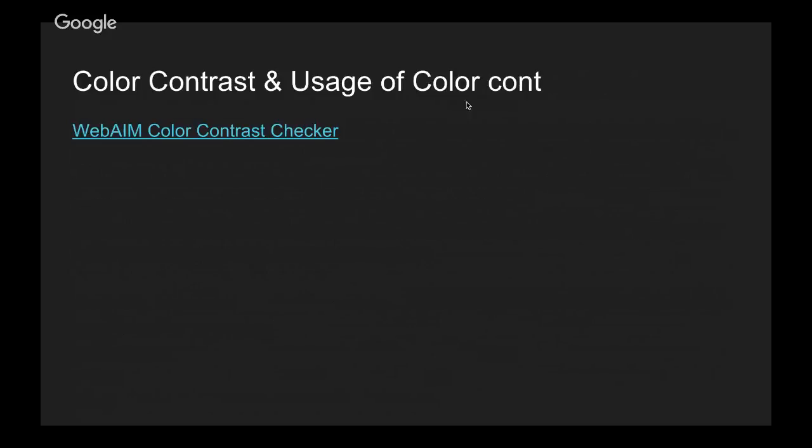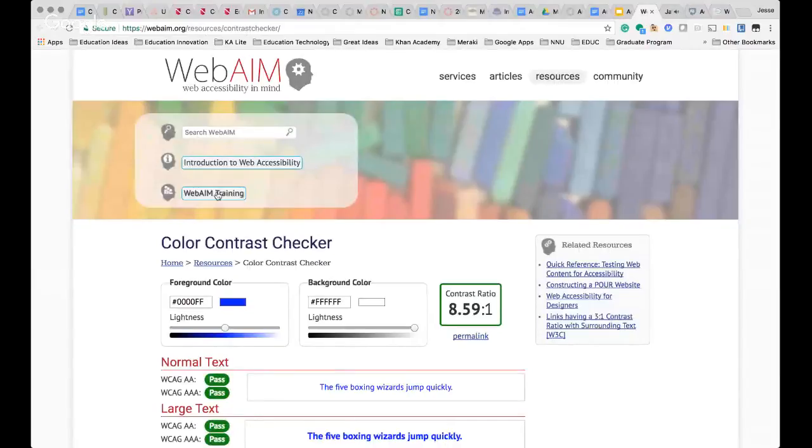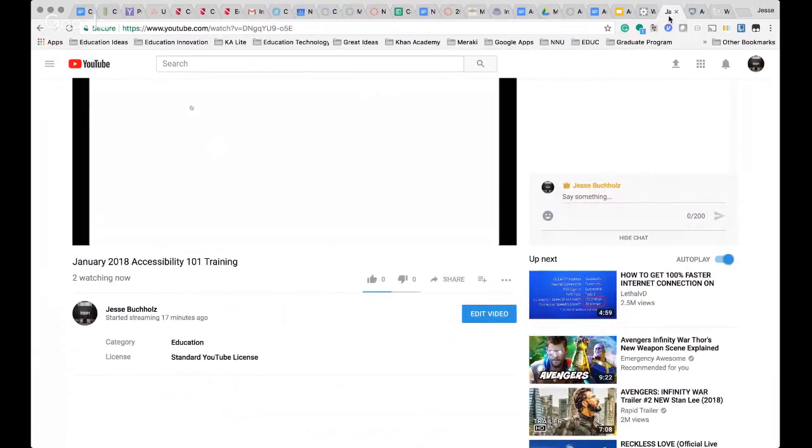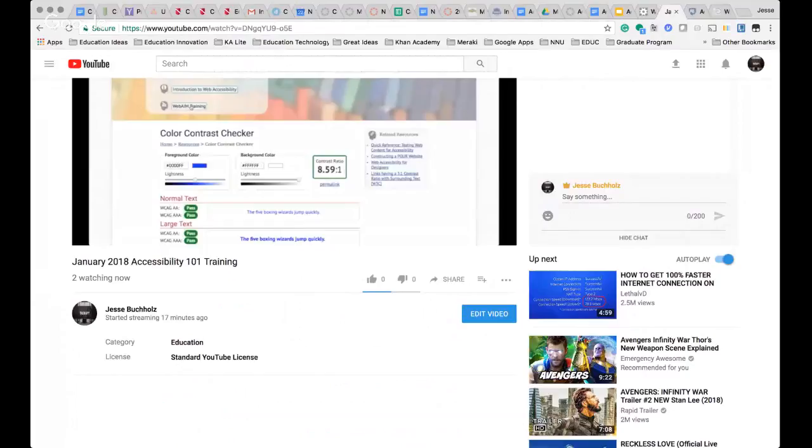For example, this one here. So there's this WebAIM color contrast checker, which is spectacular. It is a terrific resource. And I'm going to make sure that you can actually see that. And you can, beautiful. Okay, just making sure.